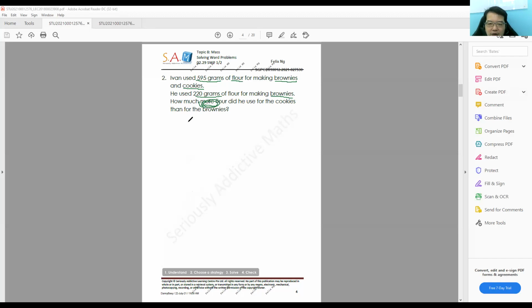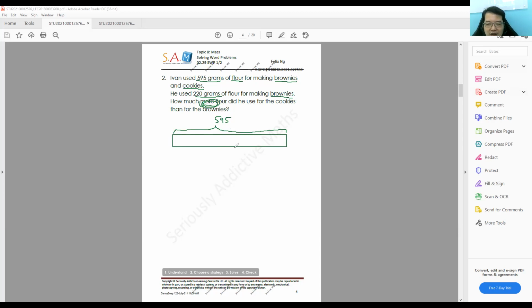Ivan used 595 grams of flour for making brownies. So draw one whole bar. Okay, and then this is 595. All right, now, this is for making brownies. Because it's just flour, it doesn't matter if it's for cookies or brownies at this point in time.